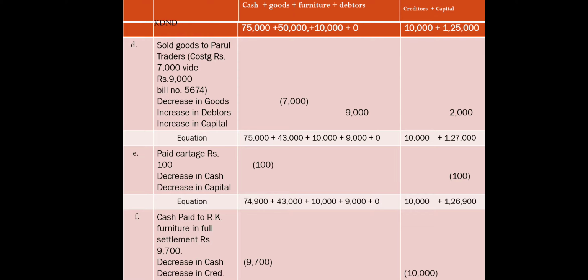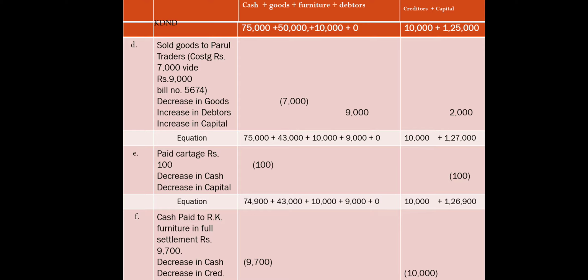Then comes your paid cartage. Cartage means what? Transportation charges. So when you are paying transportation charges, your capital will reduce and your cash will reduce by 100 rupees. So on both sides we got a 100 rupees decrease. So your equation is finally set up.